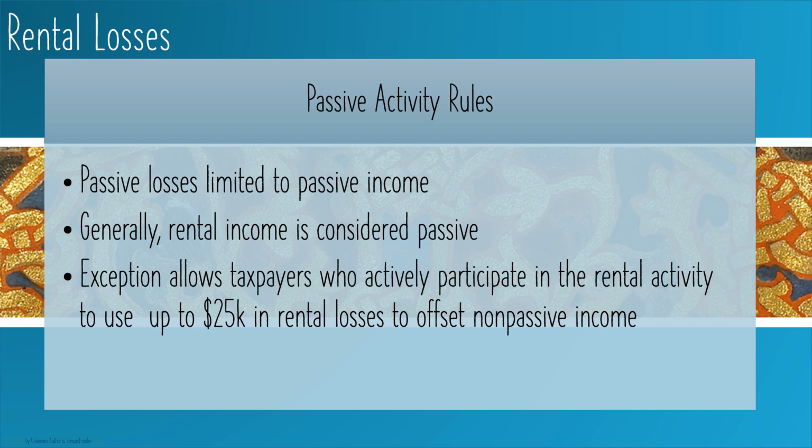So the exception allows taxpayers who actively participate in the rental activity to use up to $25,000 in rental losses to offset non-passive income. So it would be possible for them to generate up to $25,000 worth of loss, and that could lower their things like wages by that $25,000. If they're limited, then they end up carrying those losses forward until they have more passive income that they can use those losses against.